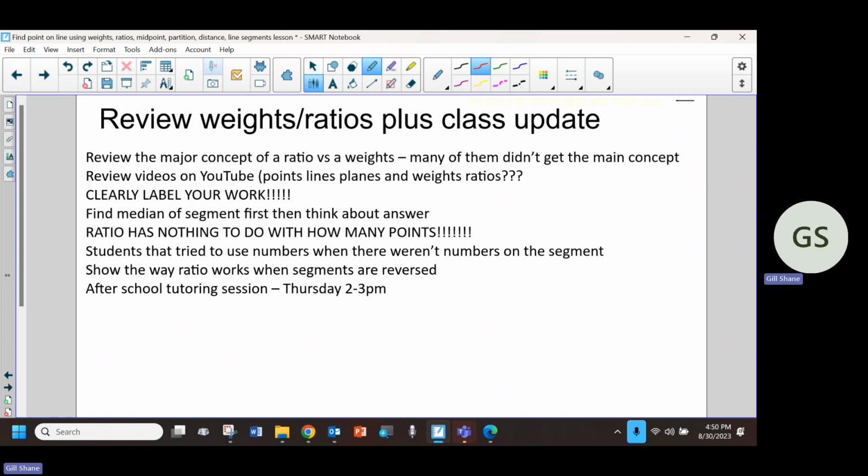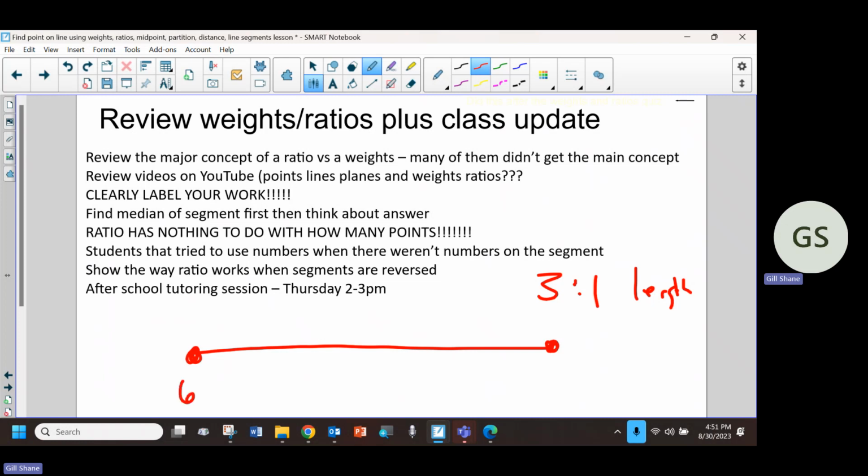I already talked about this one, but that was a big one. A bunch of people thought that, oh, well, I have 3 points on the right and 1 on the left, so that matches my ratio. It has nothing to do with that. So some people try to use numbers, which again, I told you, plug in numbers if you don't have any. Sometimes that works. It did work if you did it right. So if we want a ratio of 3 to 1, again, that's about lengths. So the point that I put on there is going to have to make the left segment 3 times bigger than the right segment.